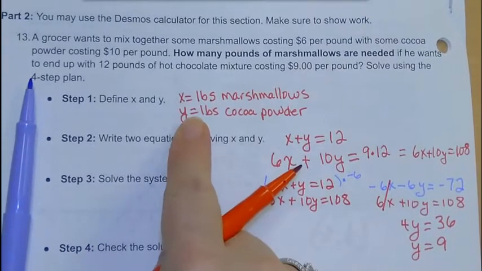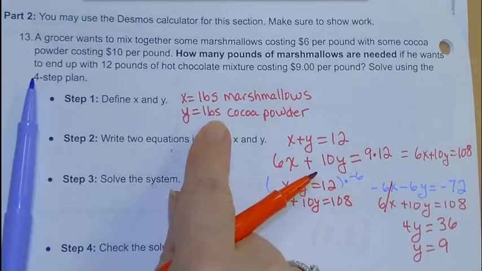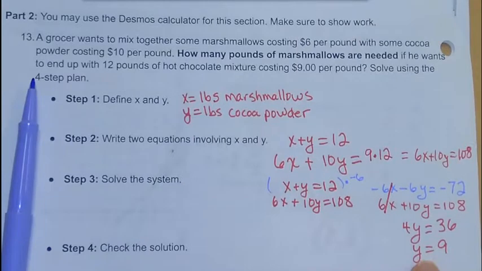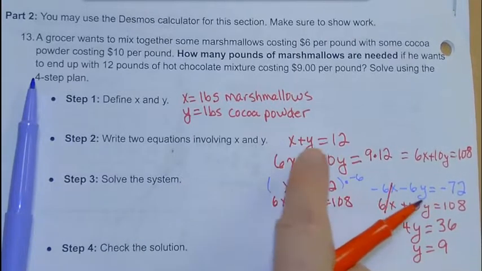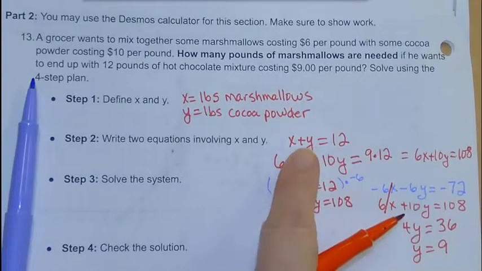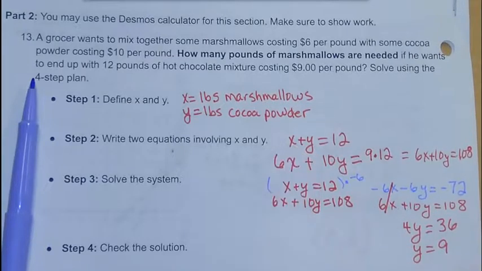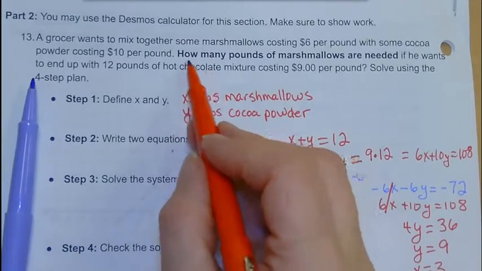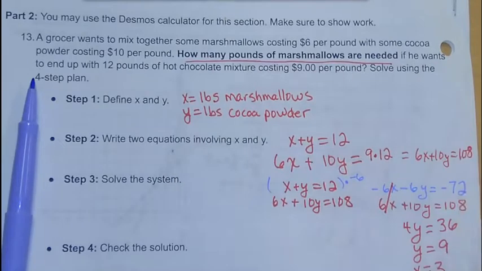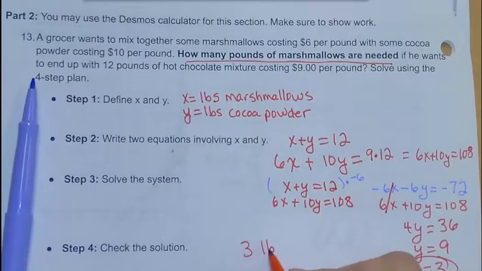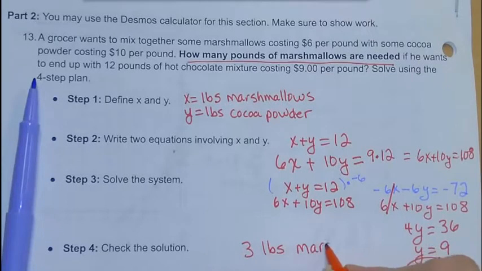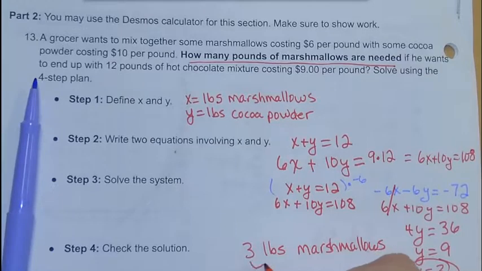Come back up here, I called cocoa powder y. So if I'm getting 9 pounds of cocoa powder, and I know that I'm getting 12 pounds total, y equals 9, then x must equal 3. Okay, and I look to see, it says how many pounds of marshmallows are needed? Well, marshmallows are 3, so I can say 3 pounds of marshmallows is my answer. Okay, so that's my answer.